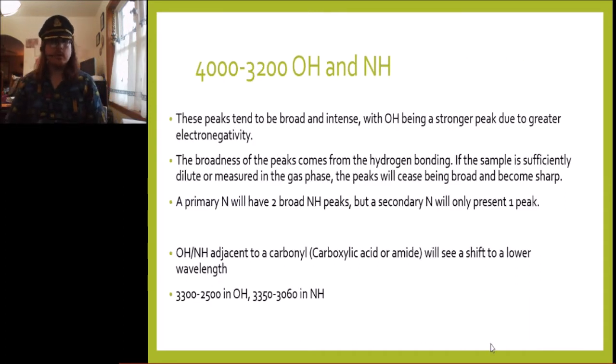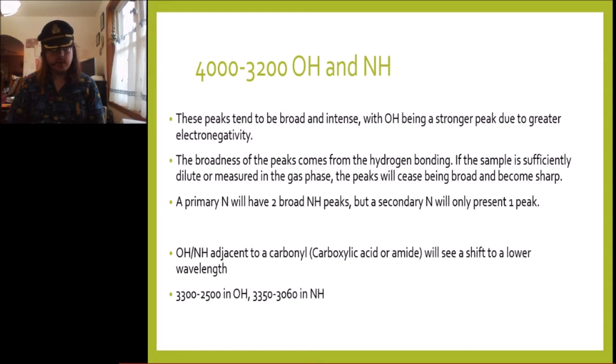So first thing to note is the 4,000 to 3,200 region. This is where you're going to see the OH and NH. These are typically broad and intense because of the electronegativity. The broadness is due to the hydrogen bonding. So if you were to do this in a very dilute solution or in the gas phase, it would become really sharp. Now, a primary nitrogen will usually see 2 NH stretches, but a secondary N will see only 1.